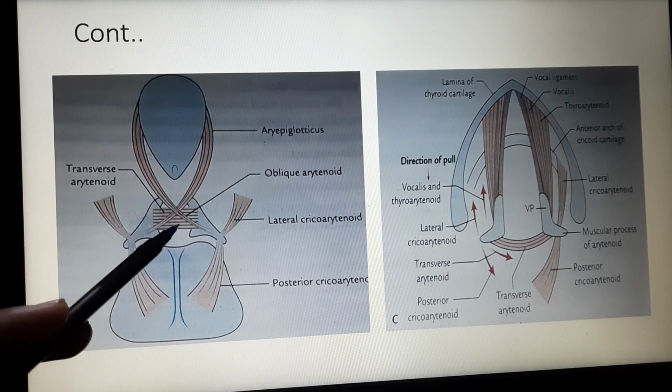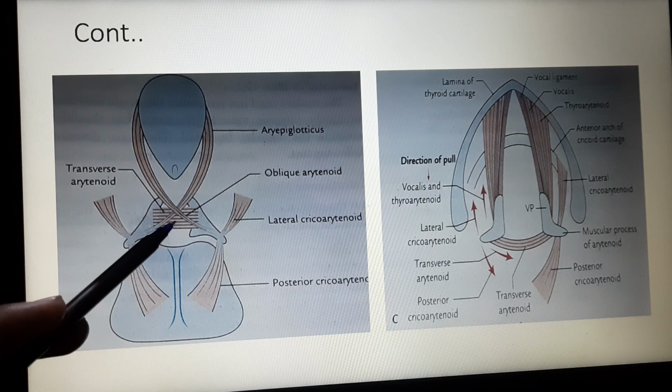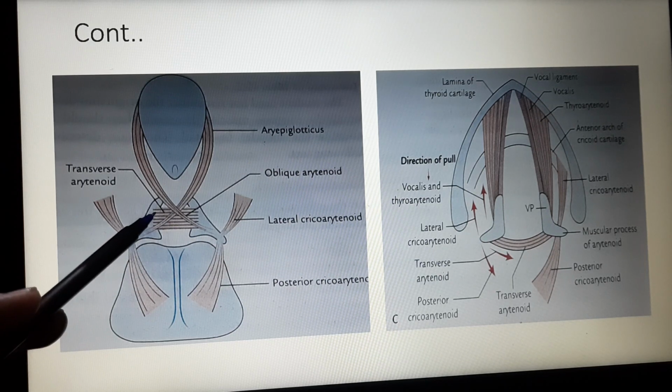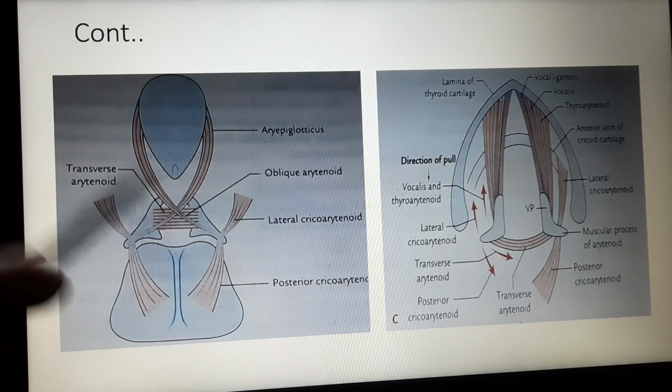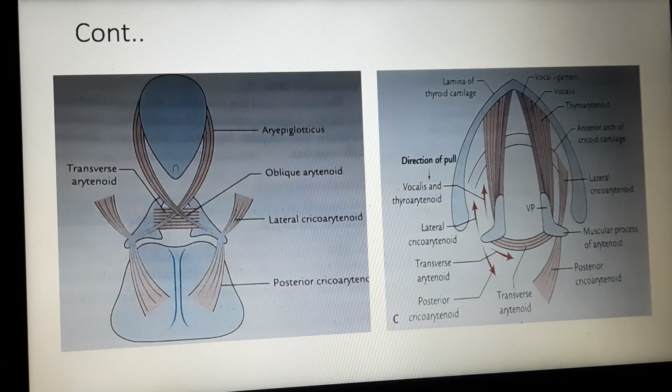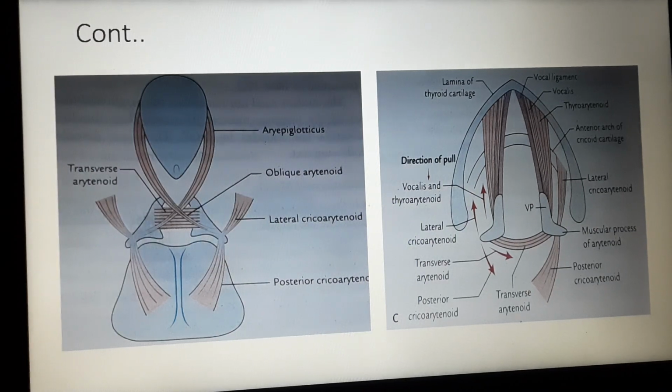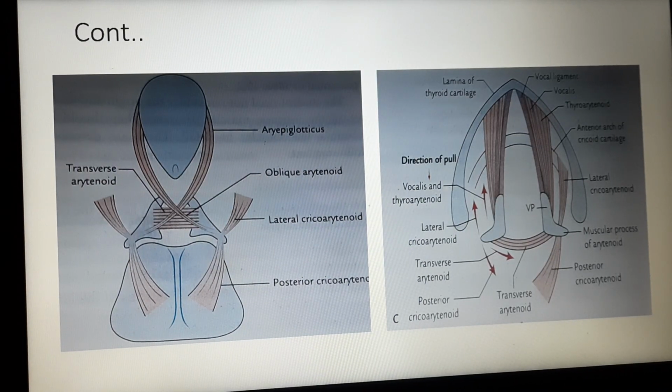This muscle is transverse arytenoid. Transverse arytenoid arises from the posterior surface of one arytenoid cartilage and is inserted into the posterior surface of the other arytenoid cartilage. When this muscle contracts, the two arytenoid cartilages slide towards each other. So the vocal ligaments come close to each other. This movement is called adduction.